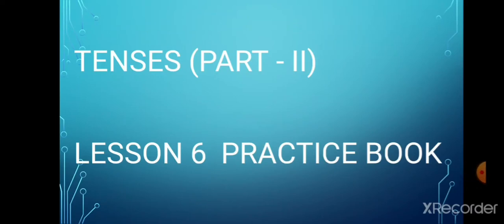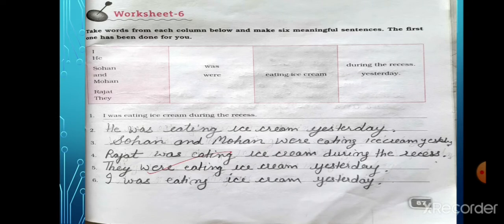Yes, beta. Today we will discuss the remaining worksheets of chapter number 6, Tenses Part 2. Students, I hope that all of you have completed worksheets 1 to 5. Now, beta, let's move on to worksheet number 6. It's past continuous tense, students.